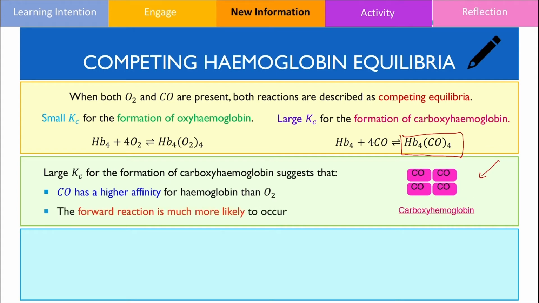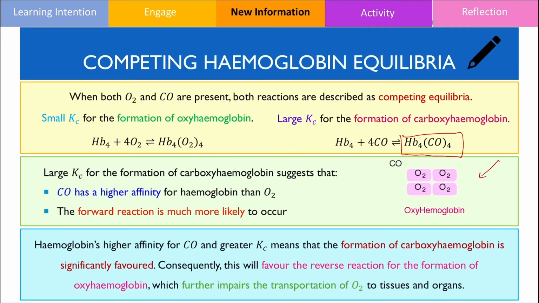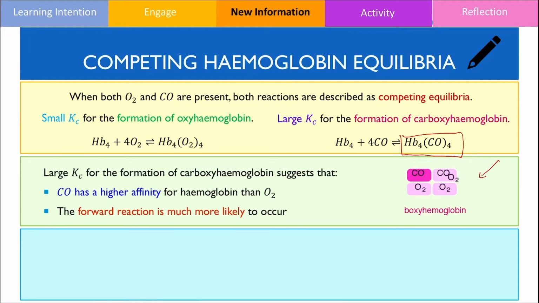Secondly, a large equilibrium constant value suggests that the forward reaction is more likely to take place, hence the formation of carboxyhemoglobin is significantly favored. Additionally, because hemoglobin is now used up by this forward reaction, Le Chatelier's principle states that the reverse reaction for the formation of oxyhemoglobin is favored as compensation. As a result, we can see that carbon monoxide poisoning will effectively impair the transportation of oxygen around the body.